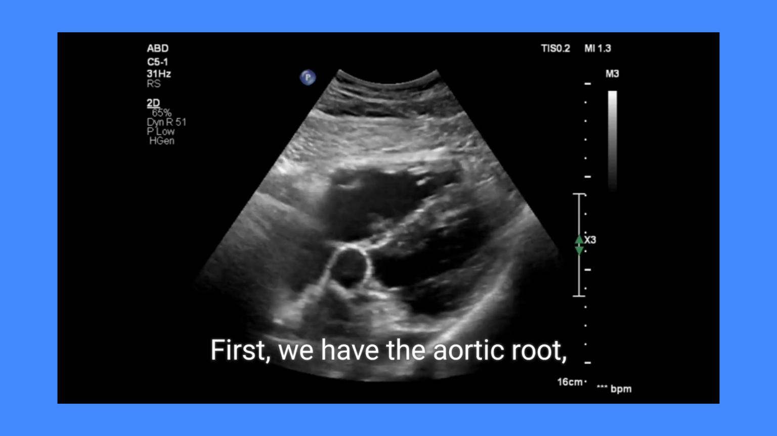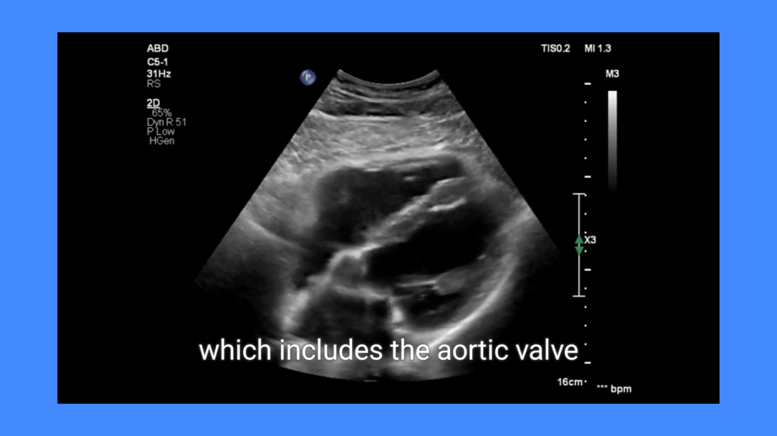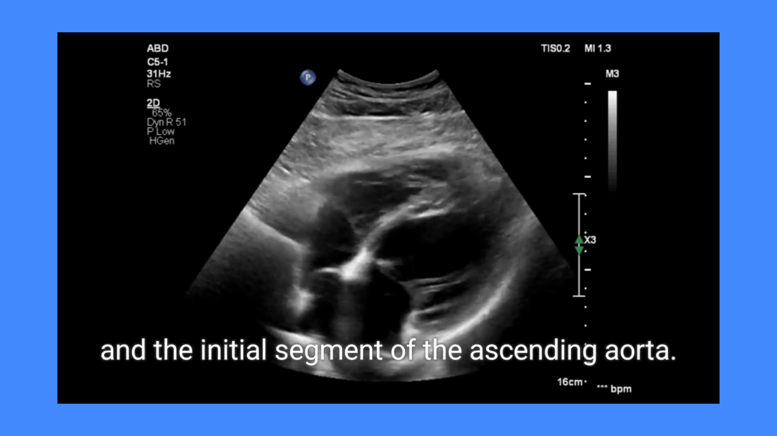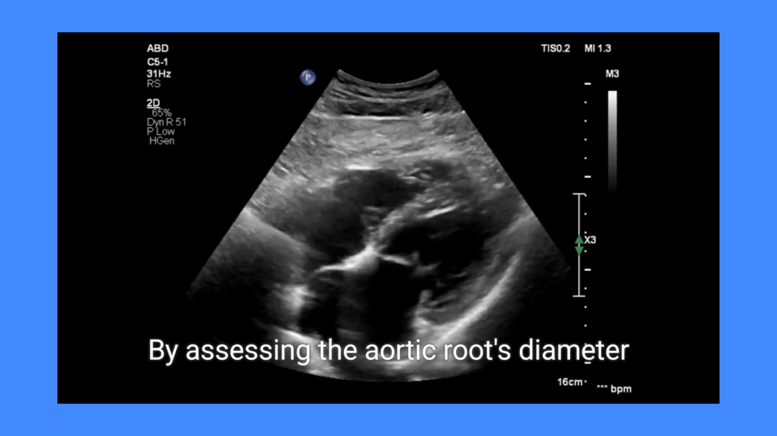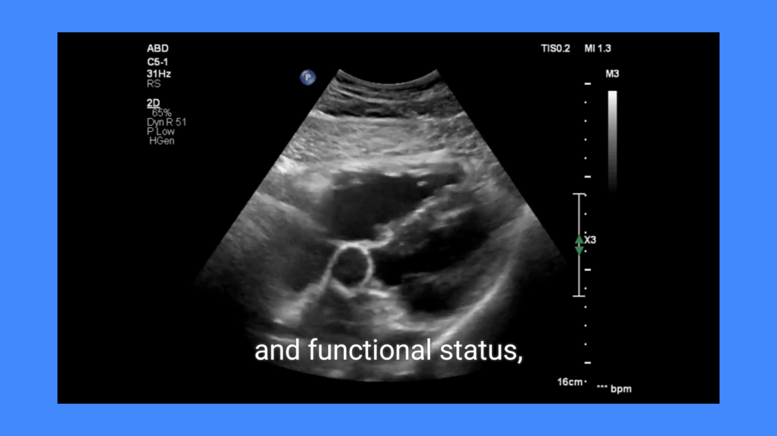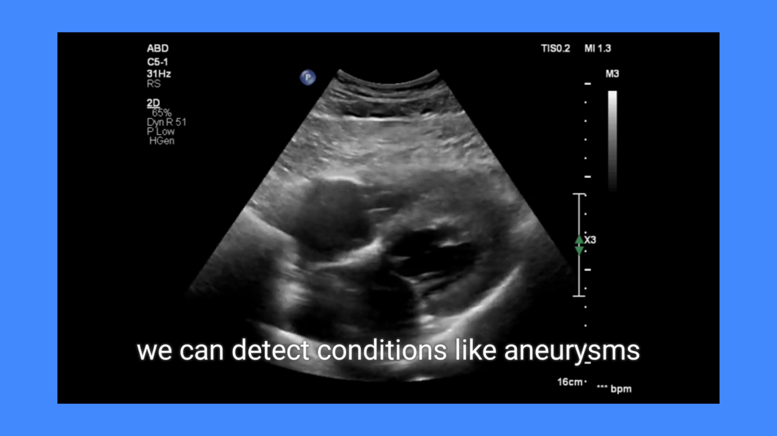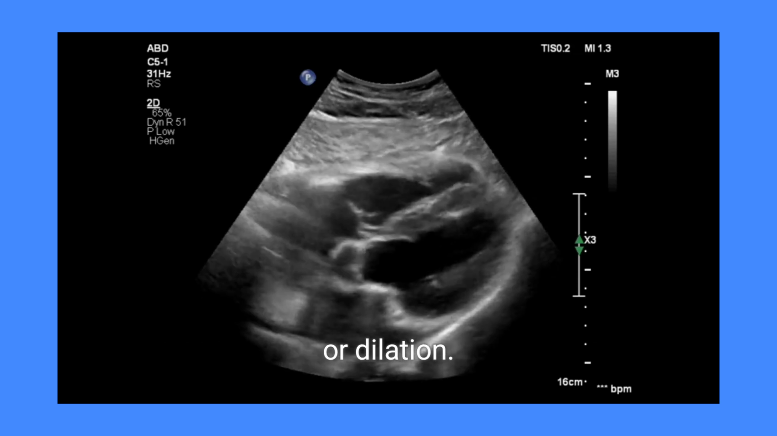First, we have the aortic root, which includes the aortic valve and the initial segment of the ascending aorta. By assessing the aortic root's diameter and functional status, we can detect conditions like aneurysms or dilation.